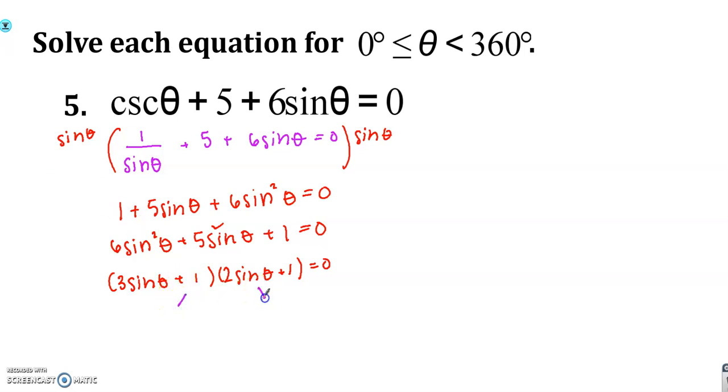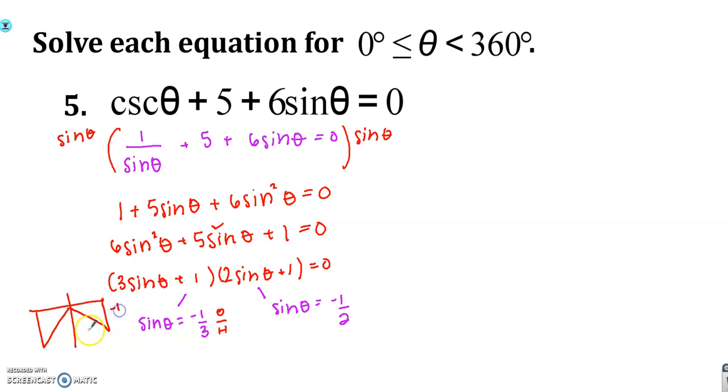So again, I'm just going to set each of these equal to 0. So subtract 1, divide by 3. And then on the second one, I'm going to subtract 1, divide by 2. So this will be my opposite over hypotenuse. Okay, so this is not a special right triangle. So I'm going to have to use my calculator to solve this one.